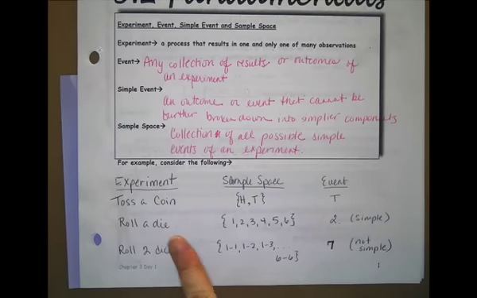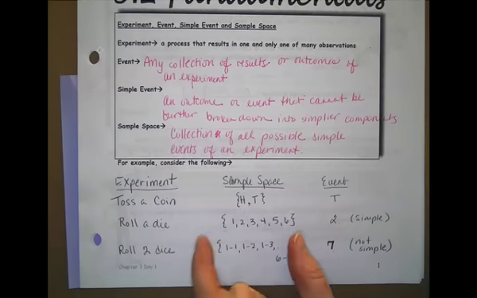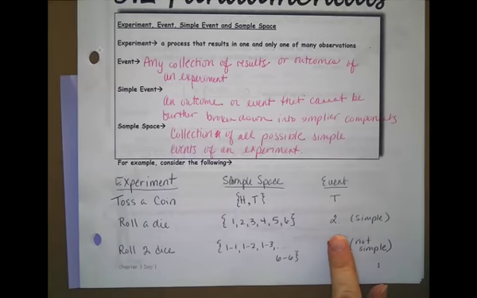If I roll a die, I get 6 possible outcomes. So this is my sample space. And the way I'm writing the sample space is with these squiggly brackets. So there's 6 values in that sample space. And if I look at the number 2, just rolling a 2 on that die, that would be considered a simple event.